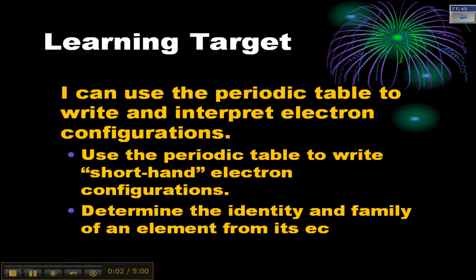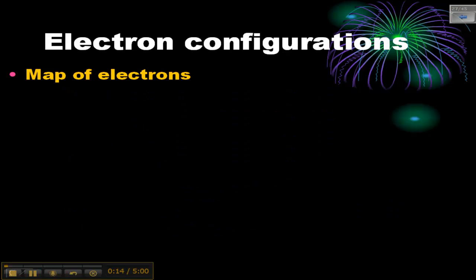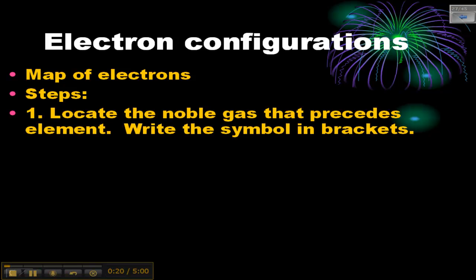Our learning target is I can use the periodic table to write and interpret electron configurations. So we're going to learn how to do a shorthand electron configuration and then determine the identity and the family of the element from its electron configuration. So remember that an electron configuration is a map of the electrons in an atom. Now there's some steps, so you can pause the video and write these down.